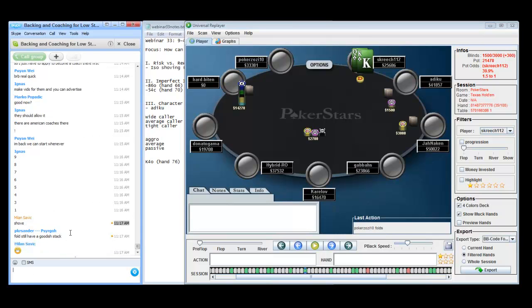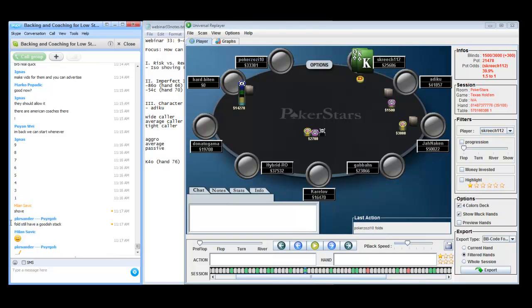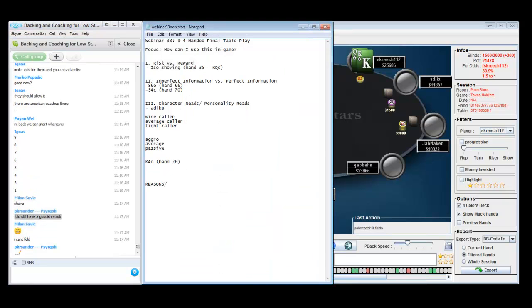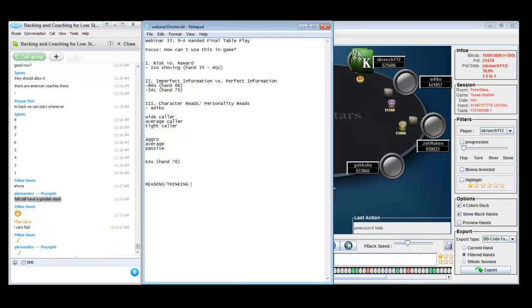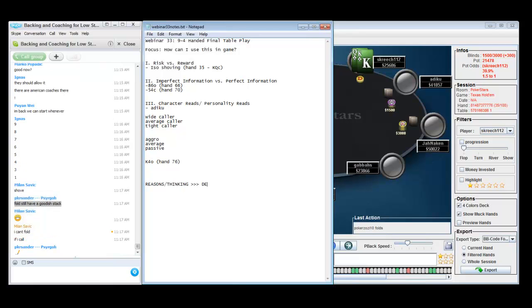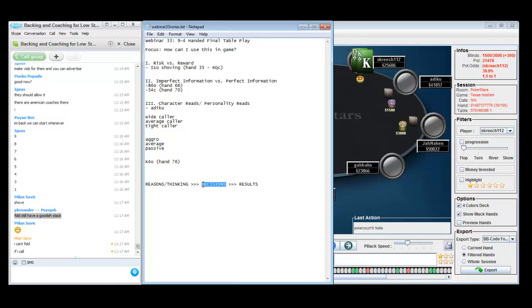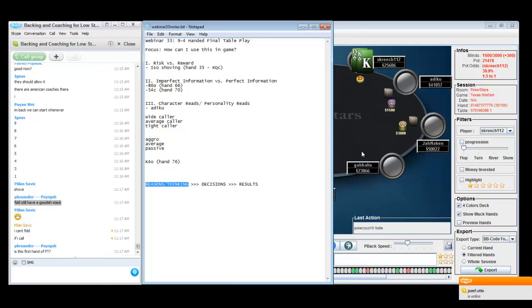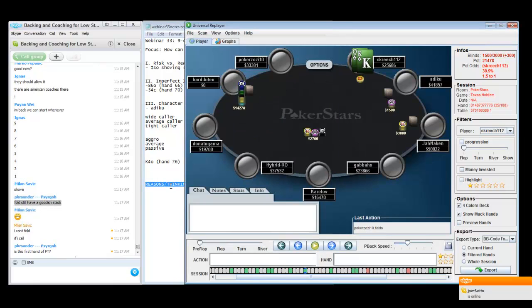Get a shove, still have a goodish stack. Well, when you say shove, what's your reasoning behind shove? You should remember, as we discussed in previous things, reasons, or the thinking, lead to your decisions, which then leads to your results. The decision itself is never the most important thing. It's the thinking that leads you to the decisions, because that is what occurs more often than the actual decision itself.